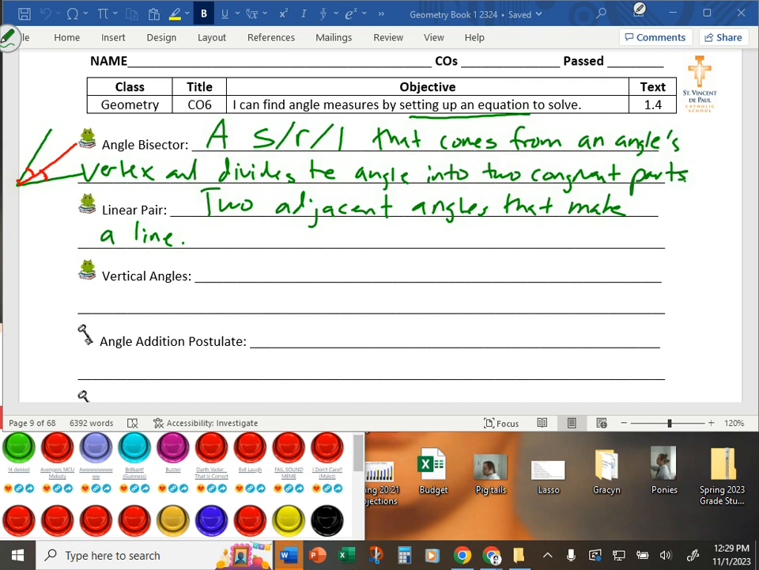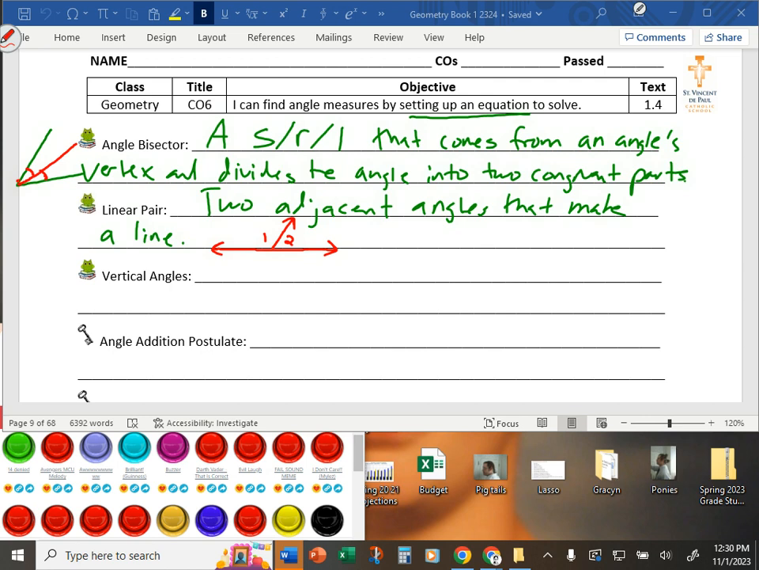An example: if here is my line, and I have a ray coming out like that, angle 1 and angle 2 make a linear pair. The word adjacent, if you haven't heard it before, means next to. Notice that these angles share that side. They share the ray as a side there. And so angles 1 and 2 make a linear pair.